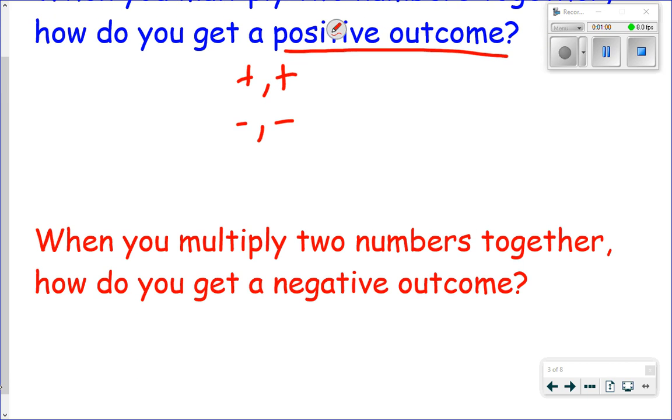And then when you multiply two numbers together, how do you get a negative outcome? Well, a positive and a negative, or a negative and a positive, which seems like it's the same thing, but again, it's going to matter which number is positive and which one is negative when we're doing factoring. So you need to know that they can change signs.